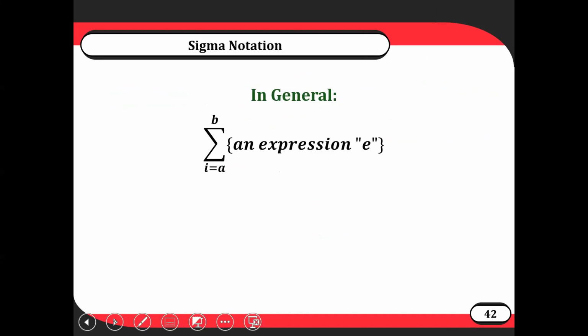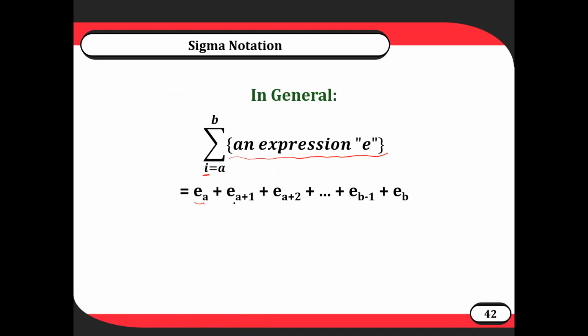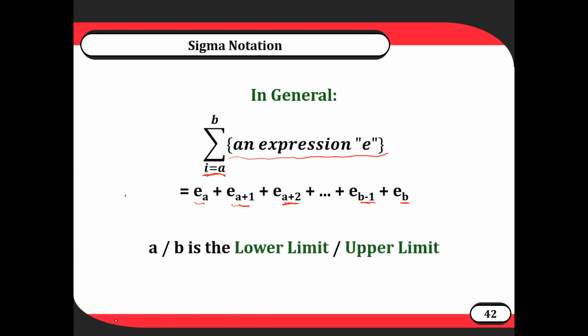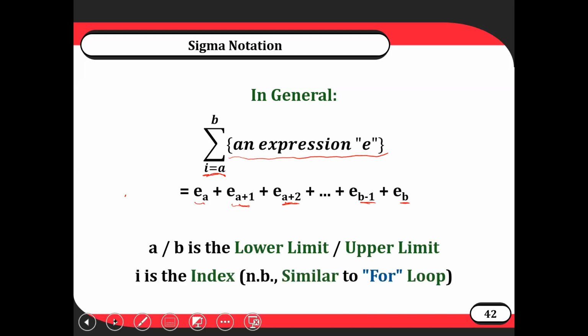So in general, we could express it using the sigma and some variable i, which is like the counter. If you've done programming at this point, it's basically the same as a for loop. So we have this counter i that takes on each value between a and b, and then it simply adds up each expression that we have here. I wouldn't pay too much attention to the numbering. These can be any expression, and they can use values from our sigma. We'll see some examples. So a is the lower limit, b is the upper limit, and i is the index, similar to a for loop. Okay.